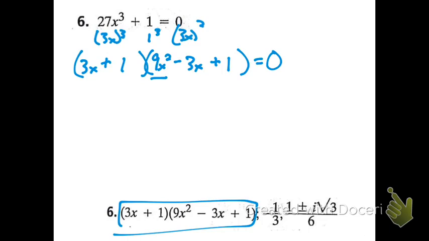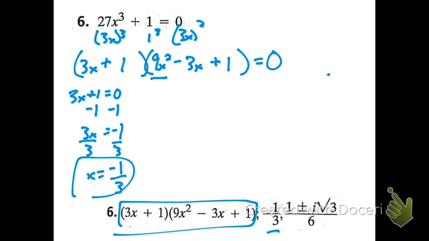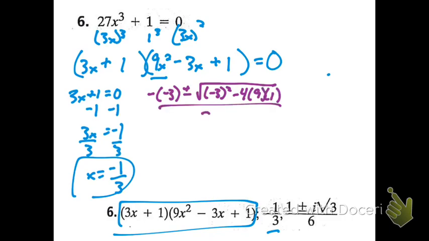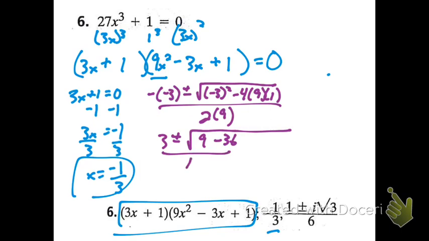Done. Okay. Then I have to set them equal to 0. So 3x plus 1 equals 0. Subtract 1, 3x equals negative 1. Divide by 3, divide by 3. X is equal to negative 1/3, which you'll find right here. Next up, we have to do the quadratic equation. So it would be the opposite of negative 3 plus or minus big square root negative 3 squared minus 4 times 9 times 1. It's all over 2 times 9. So this would be 3 plus or minus big square root 9 minus 36 all over 18. All right, let me trim this up a little bit here.